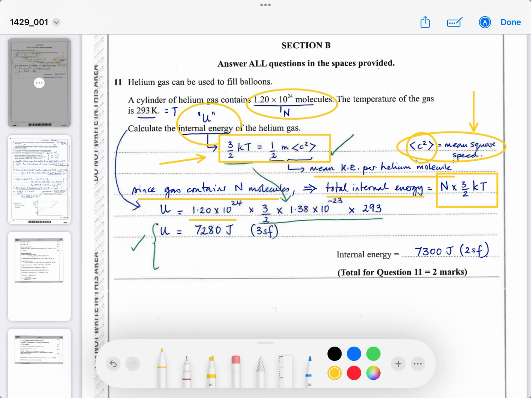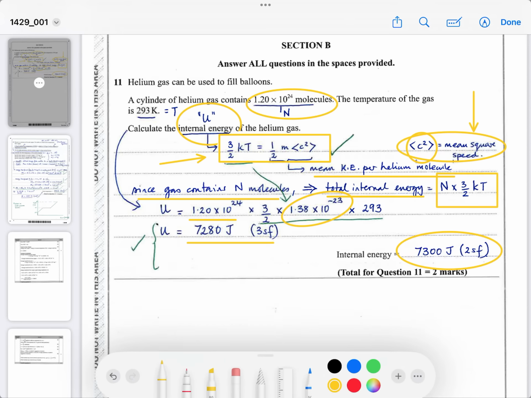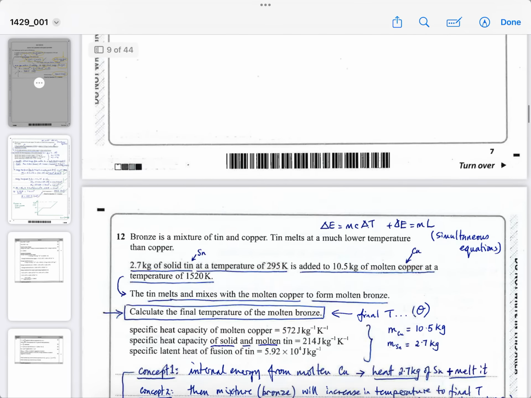The constant k, Boltzmann's constant, is given to you in the data sheet at the back, which is 1.38 times 10 to the minus 23, and you multiply that by the temperature in Kelvin. The answer to 3 significant figures is 7,280, and if you round it to 2 significant figures, you will get 7,300. I think either 3 or 2 should be marked correct. So that's a 2-mark question, and as I was telling you in the multiple choice section, I think this unit is quite mathematical, so you have to do quite a lot of maths to earn your marks. So it's good for those people who are good at maths.